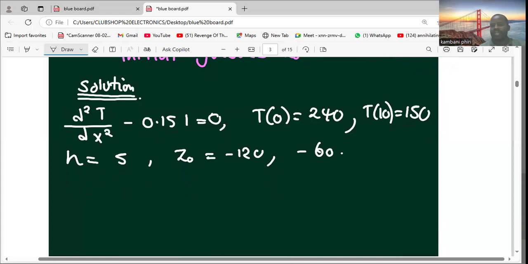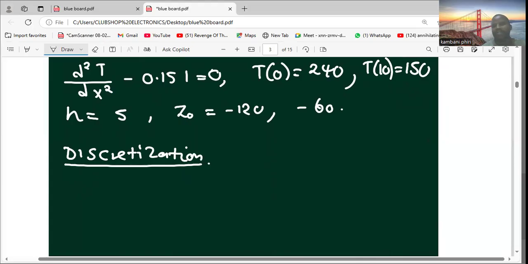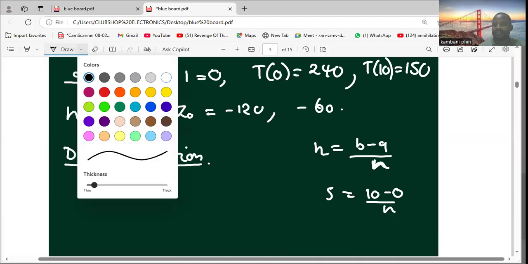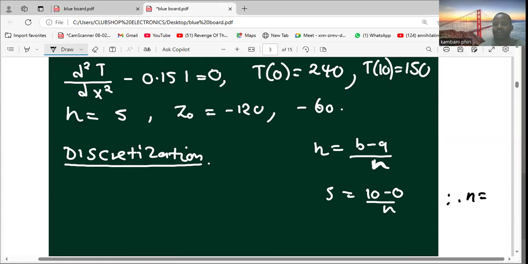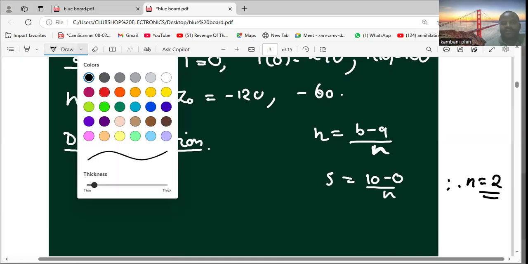The first step in resolving this problem is to discretize the interval. If you want to know how many intervals we are supposed to have, you can use h is equal to b minus a divided by n, where n is the number of intervals. In this case, our h is 5, our upper boundary is 10, the lower boundary is 0, divided by n. Therefore, you realize that your n will be 2. So we only have 2 intervals. Now let's proceed with our discretization.